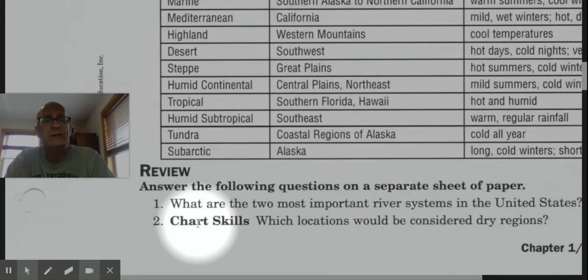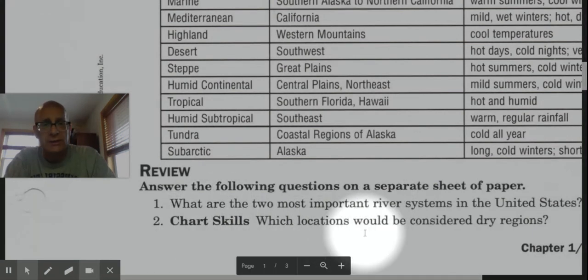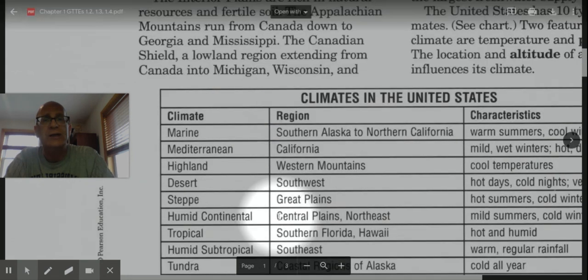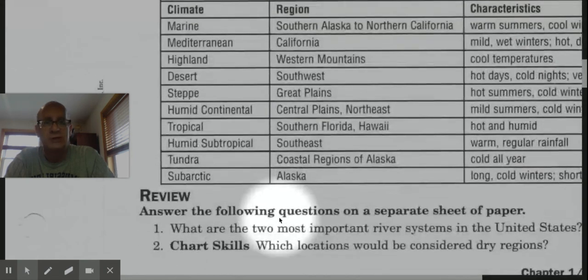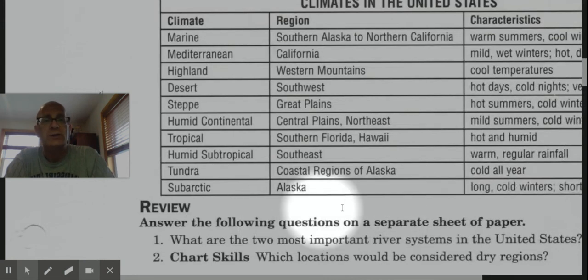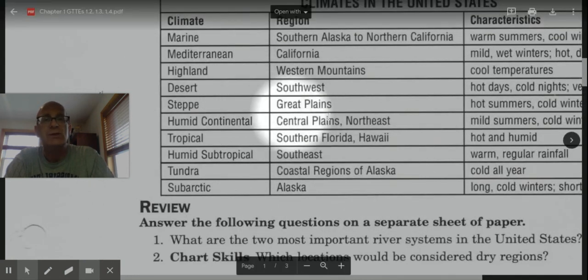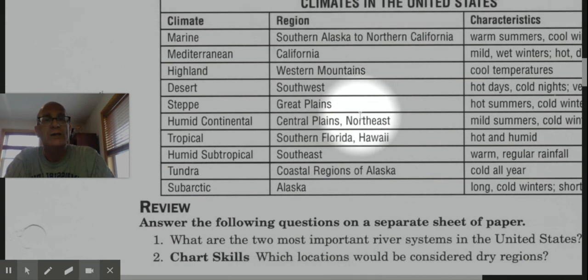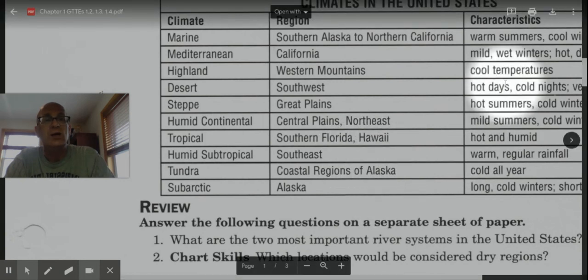The second question is based on the chart. Which locations or climate zones would be considered dry regions? In order to figure that out, you're going to have to look at the characteristics of a particular region and climate zone, and tell me which locations would be considered dry regions. That's question 2. Please label your questions.